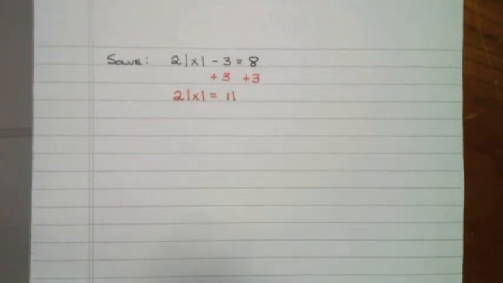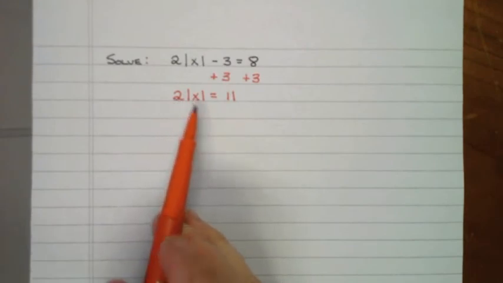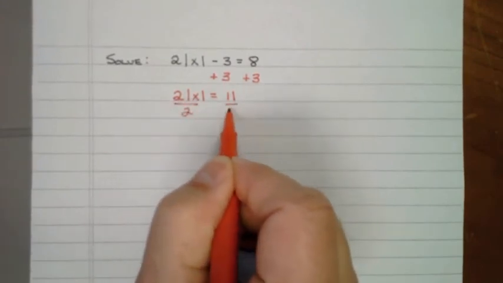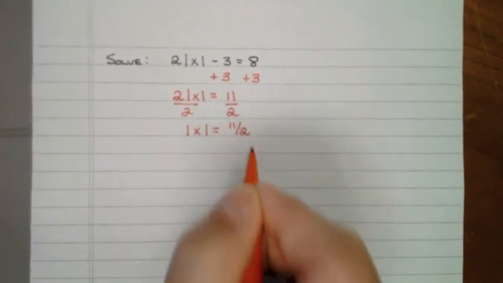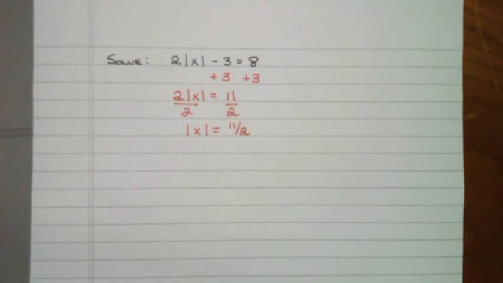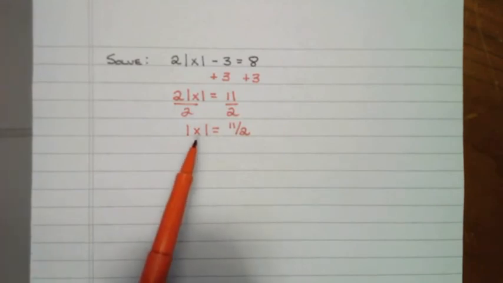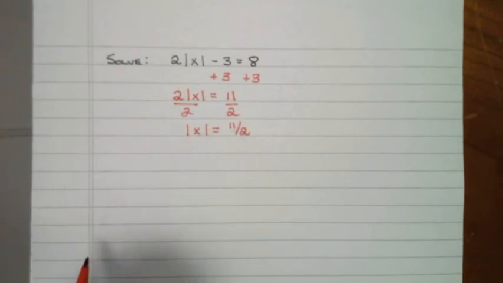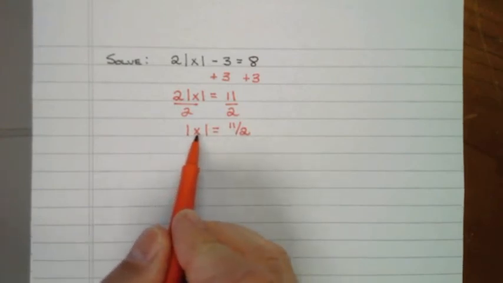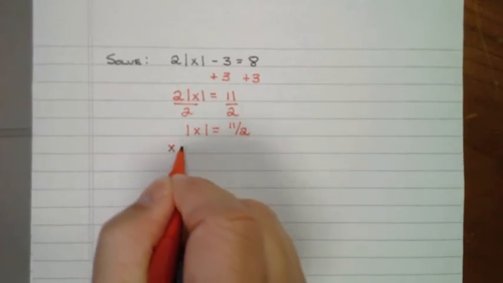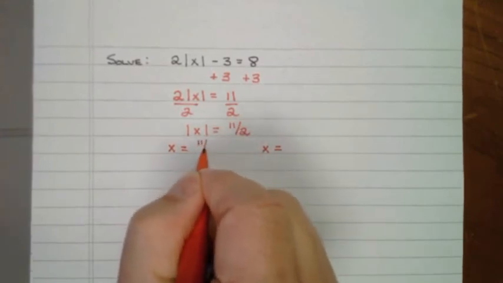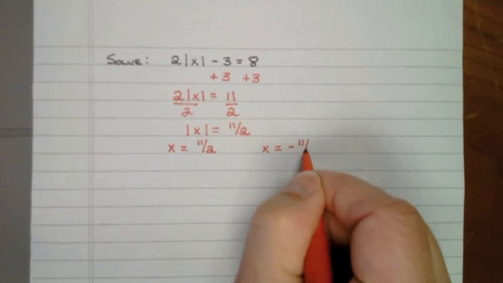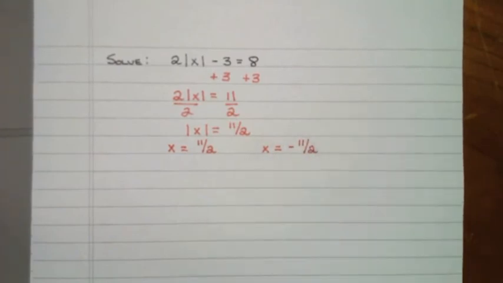What do I need to do to get rid of this 2 right here? This 2 is being multiplied. Opposite of multiplying, dividing. Just like any equation, you're not always going to get a whole number. You can get fractions. This is the point where I make two equations. Remember, you take what's inside the absolute value symbol, you write it down twice, and then you take what's out here. One time you write it down as being positive, the other time you write it down as being negative. These are my two answers, positive 11 halves and negative 11 halves.